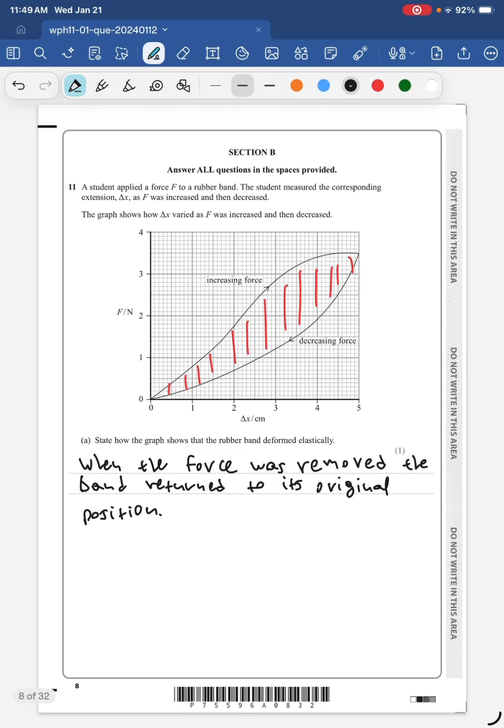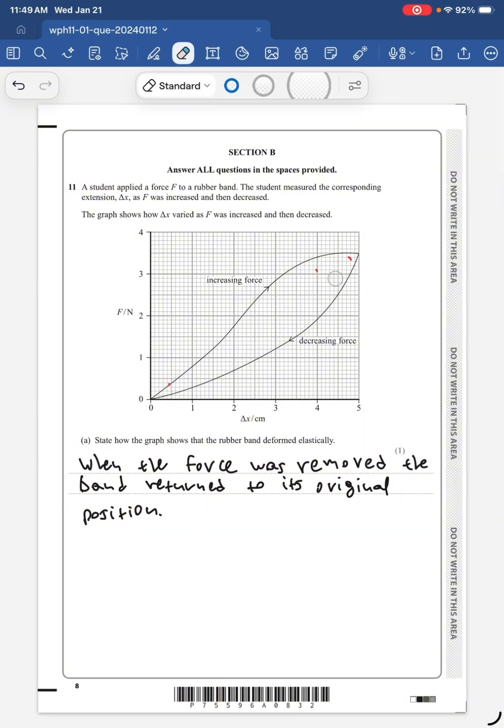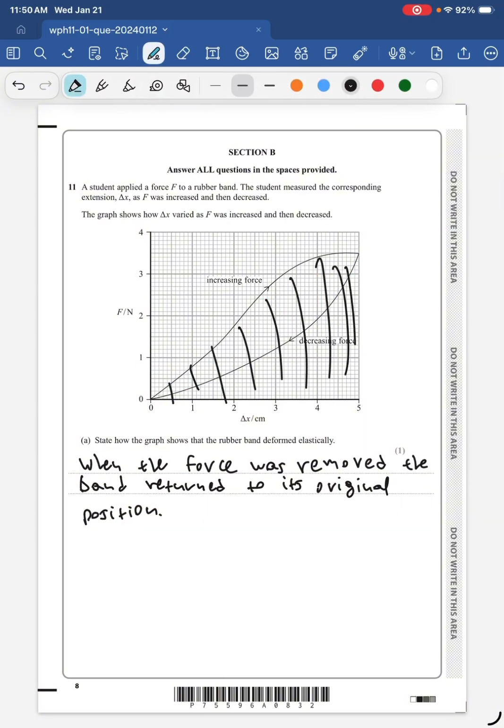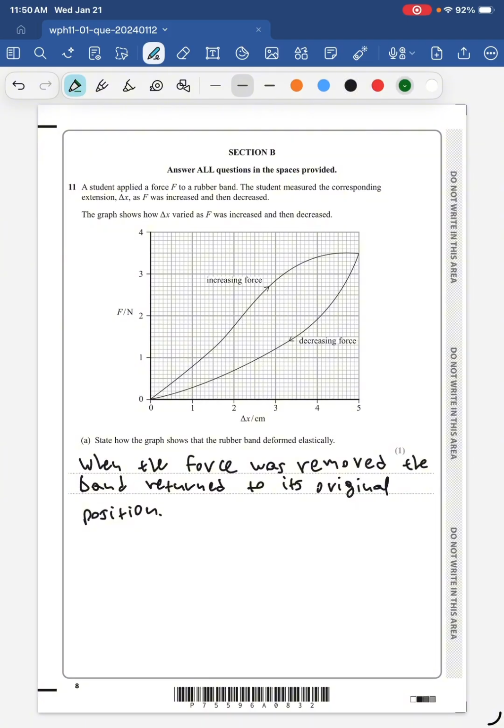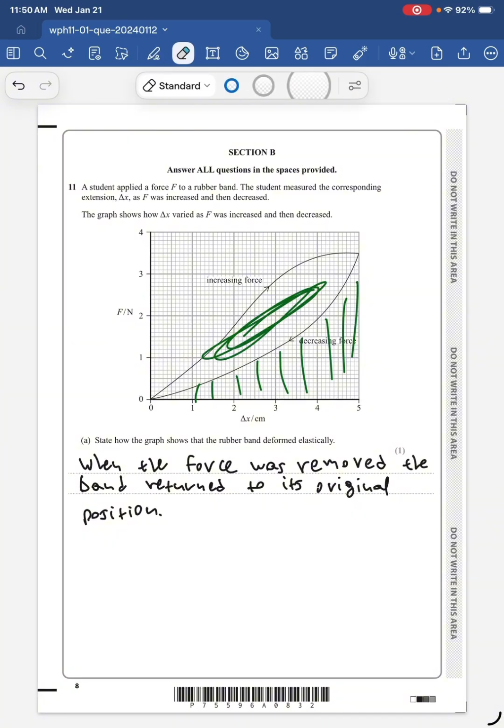So yeah, the area between the two graphs is the energy lost, pretty much, okay? Because let me erase this. This is kind of like the energy gained when you increase the force, and then when you decrease it, this is the energy gained, okay? So the difference between these two graphs is the area here, okay? So let's go count how many squares there are.